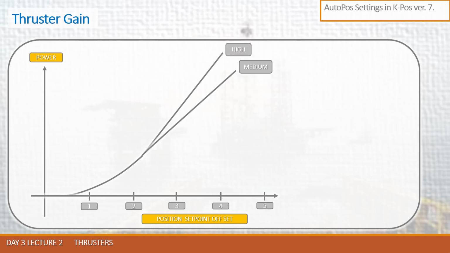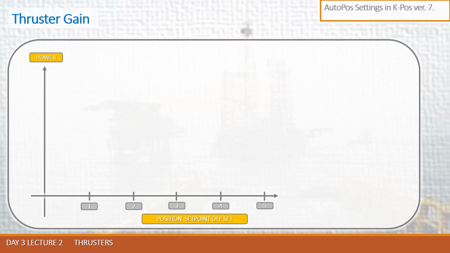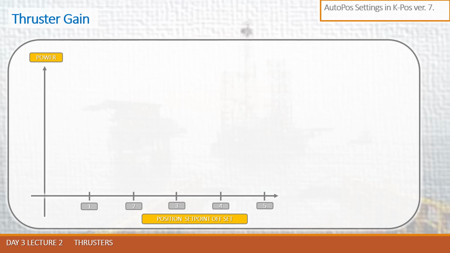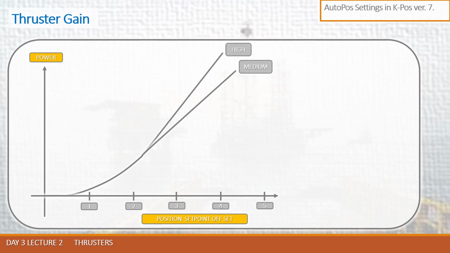Many DP systems have three gain settings: low, medium, and high, resulting in a choice of response time. In general, low gain is employed in calm weather or where position precision is not a prime concern. Low gain settings may reduce fuel consumption. In high gain settings, proportionally more power is used in order to maintain a tighter position, for example in position critical operations or in more severe weather conditions.